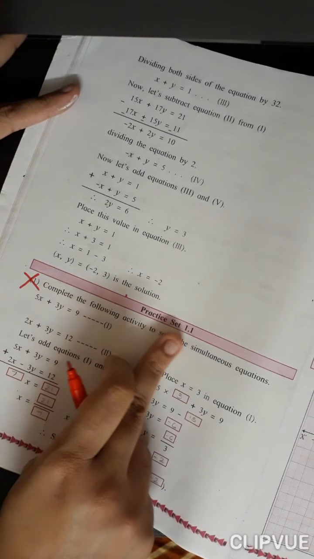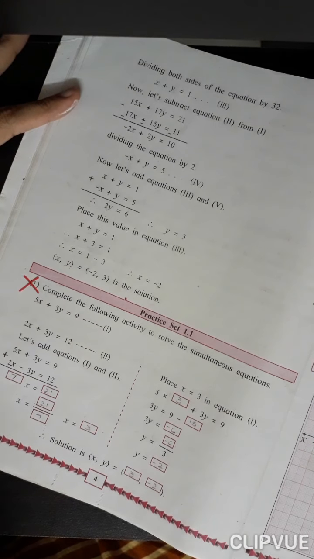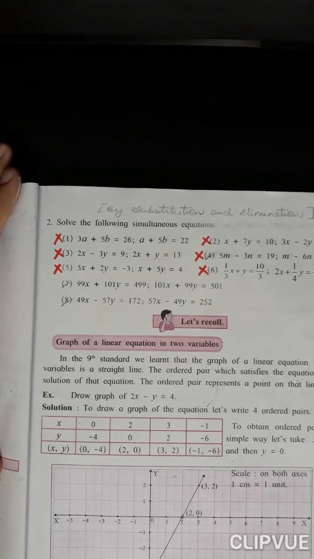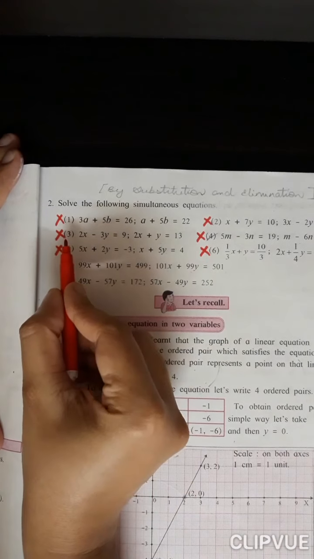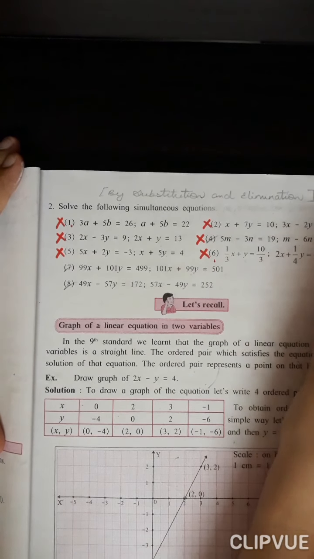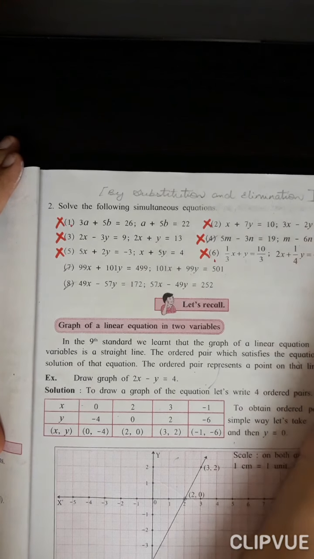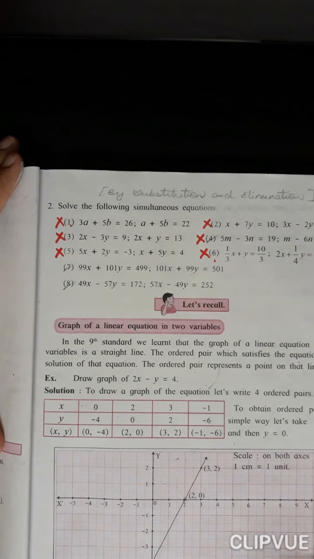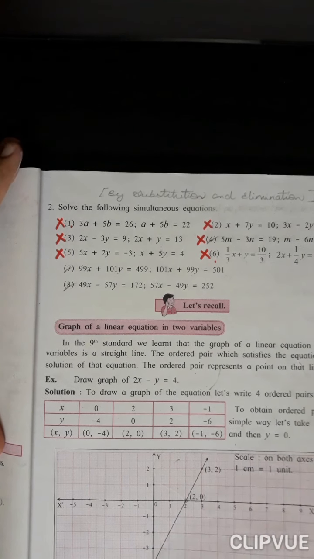Now go to page number 4. In page number 4, practice set 1.1. Here question number 1 is deleted. Come to page number 5. In that, question number 2, sub questions number 1 to 6, all these 6 questions are reduced. Question number 7 and question number 8 are there in the portion.